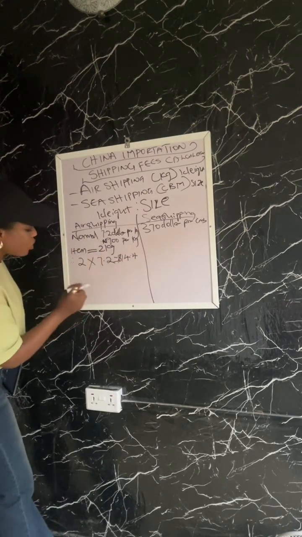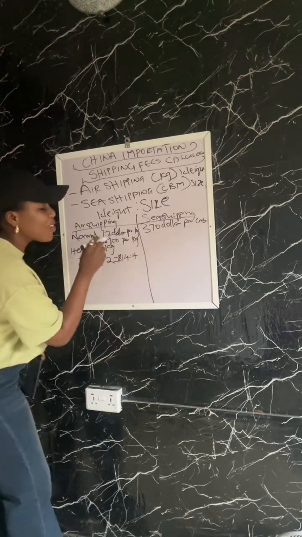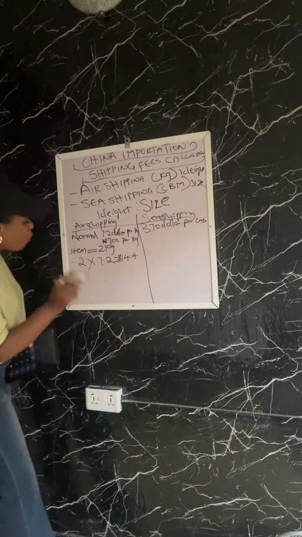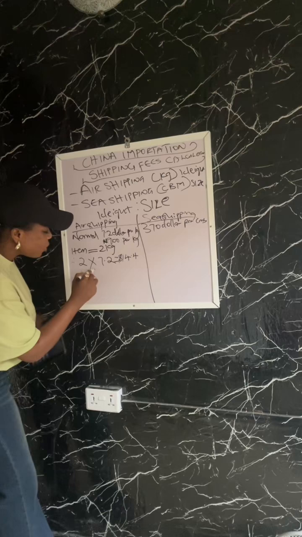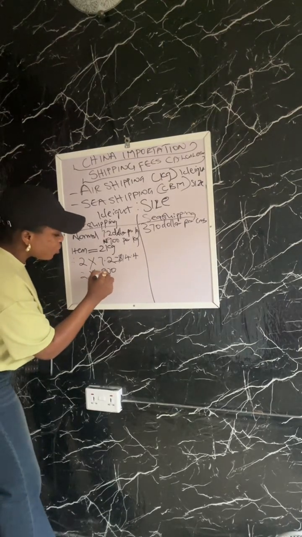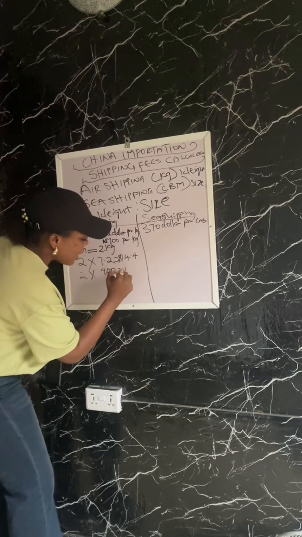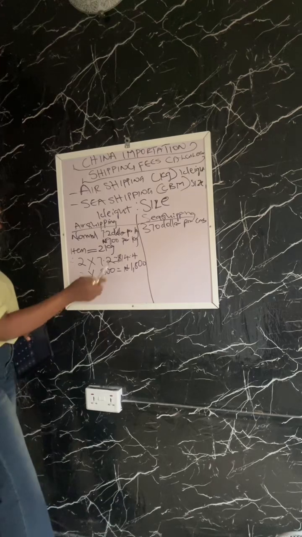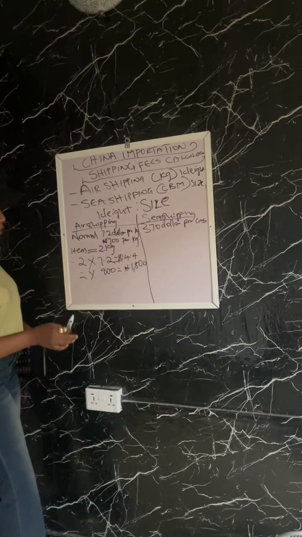Next, you work on the custom fees. Please do not forget the custom clearance, because most persons forget the custom clearance. The same thing, 2 times 900 giving us 1,800 naira.